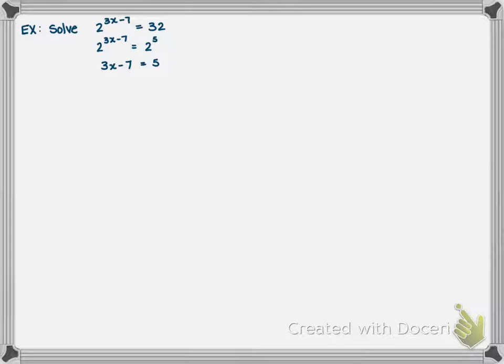And then that just gives us a linear equation we can solve. So add 7 to both sides. And we get x equals 4.